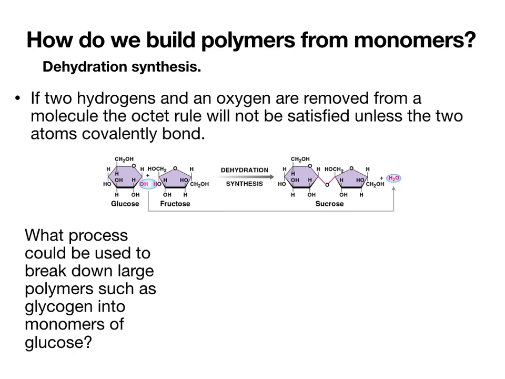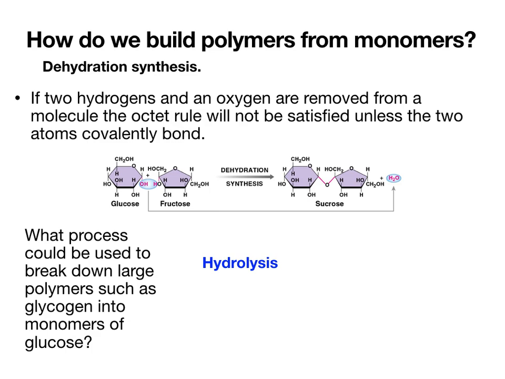So what process could be used to break down large polymers such as glycogen into monomers of glucose? So we're doing the opposite of that dehydration synthesis. We're trying to break down that large polymer that we formed by removing that hydrogen and oxygen. This is called hydrolysis. Remember from earlier when we talked about hydrolysis, hydrolysis is the addition of water.